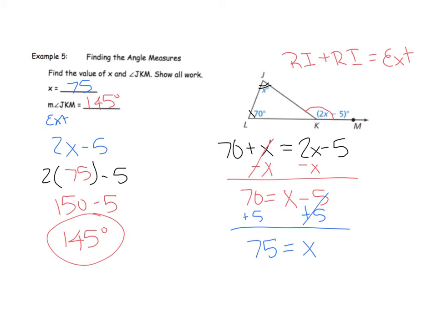And here's the cool thing: if you take the 70 and the 75 and you add them, they should equal what we just got. So let me double check. 70 plus 75. Yes, sir. 145 degrees. So there's a proof that remote interior plus the remote interior equals the exterior angle.